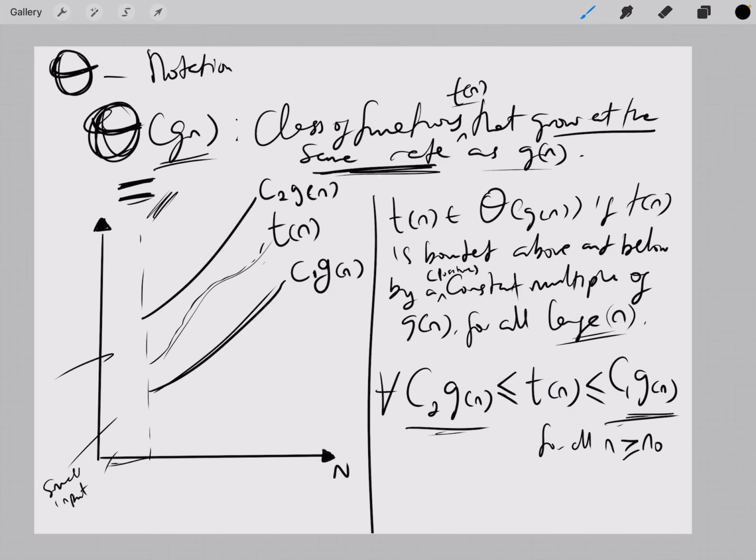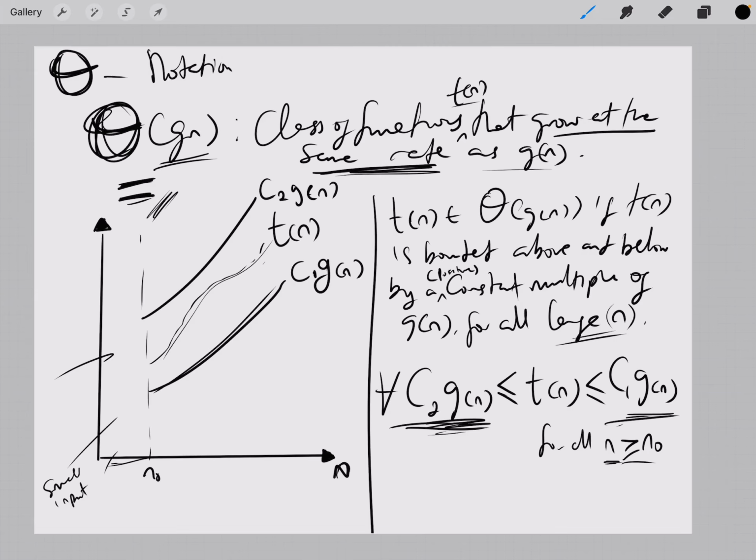So the mathematical terms for all of this is T of n is a member of big theta of G of n if T of n is bounded above and below by a positive constant multiple of G of n for all large n. And then this is the formula. We have it bounded above, it's bounded below here and bounded above for all large n. And then we just have to differentiate between the n naught here and the n itself.